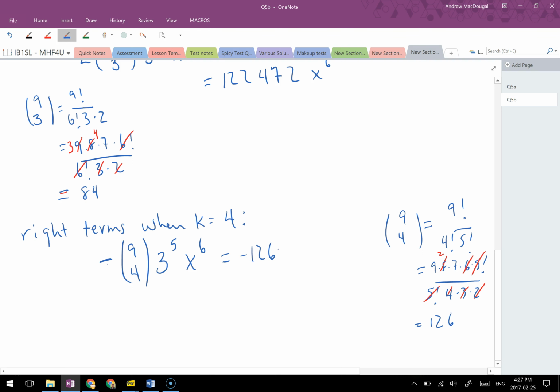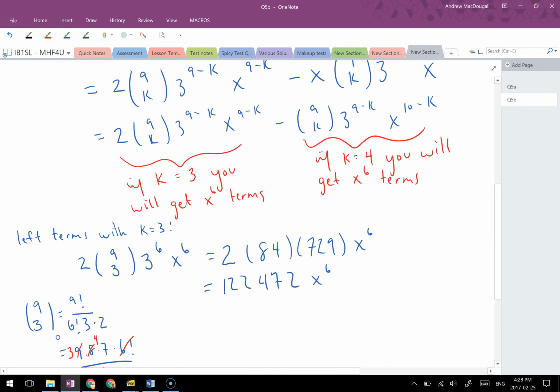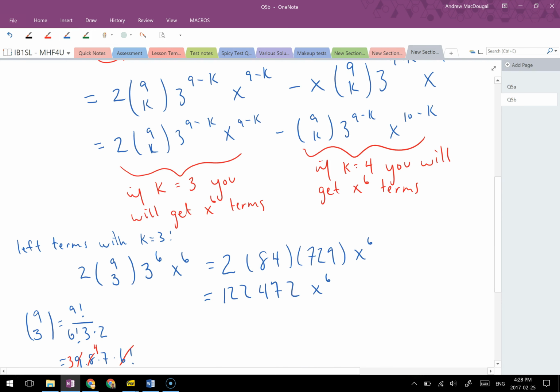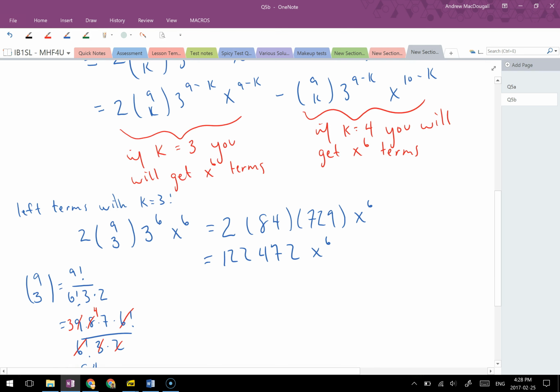Let's see, what is 3 to the power 5? That would be 243. So these x to the 6 terms have the form negative 126 times 243 x to the 6, which is negative 30,618 x to the 6. And let's not forget what we're doing. We're adding all the terms like this to all the terms like this. So the x to the 6 terms need to get added together to get the overall coefficient for x to the 6.